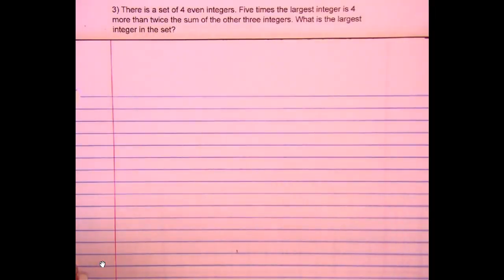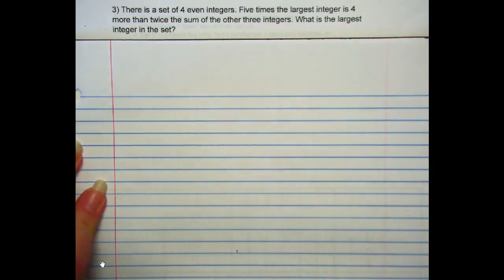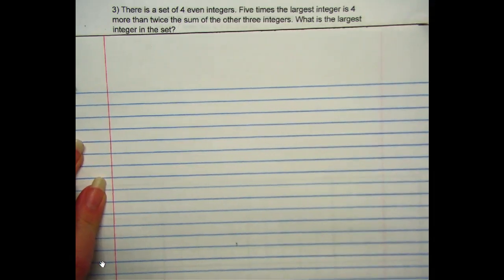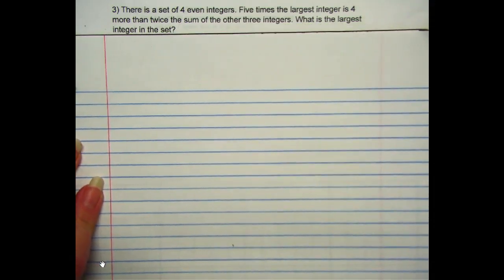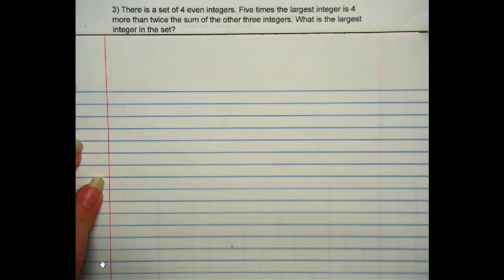All right. This is our SMA Prep 2, and this is number 3. There is a set of 4 even integers. 5 times the largest integer is 4 more than twice the sum of the other 3 integers. What is the largest integer in the set? And this is a problem that is best solved algebraically.